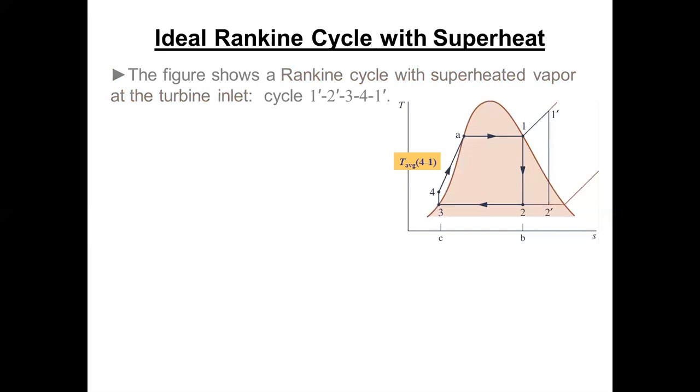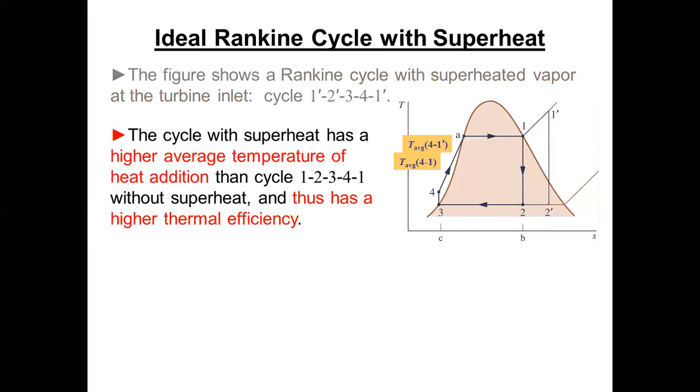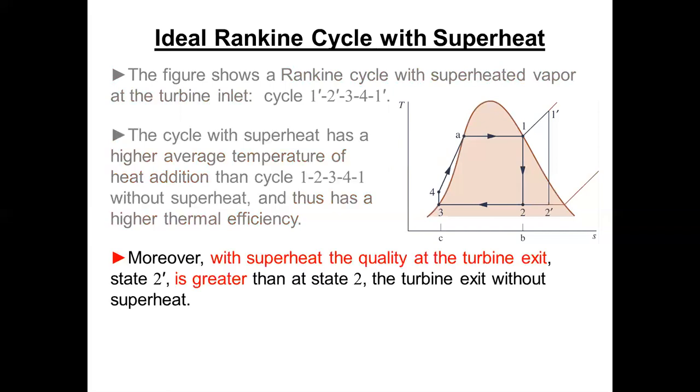So there's the average temperature T4 up to T1, and then there's T4 to T1', and you can tell it's obviously higher. So that's going to help the efficiency. In other words, the higher average temperature of the heat addition, because again, heat is added to the working fluid from the point that we exit the pump up until we enter the turbine. Okay, so our modified cycle has a greater thermal efficiency.